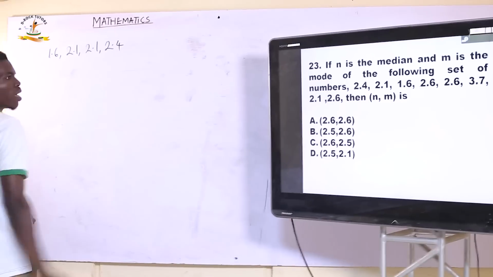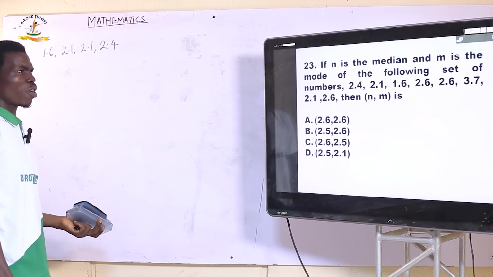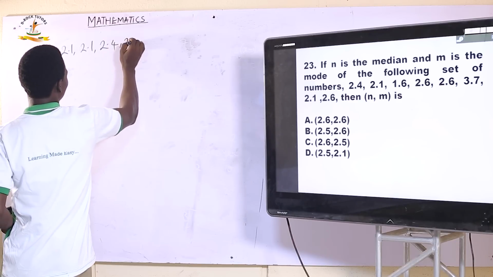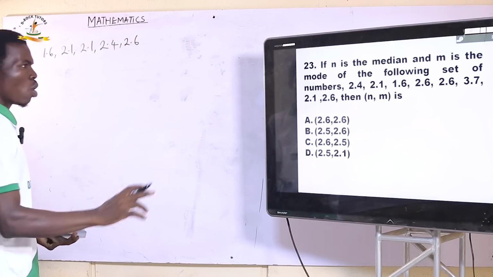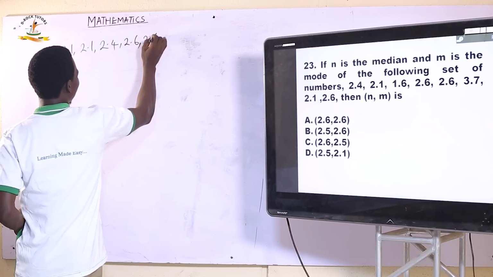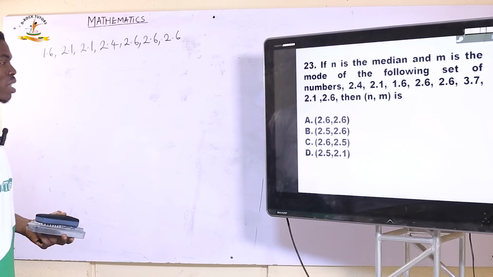How many of them? That is just 1. After 2.4, it is 2.6. And how many of them? 1, 2, 3. We have 3 of them. So we repeat again, 2.6 and 2.6. And the last set is what?